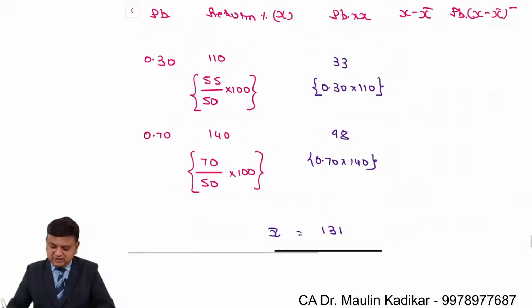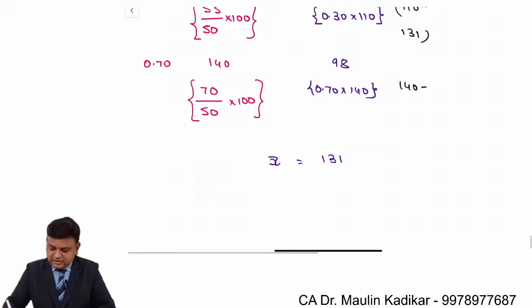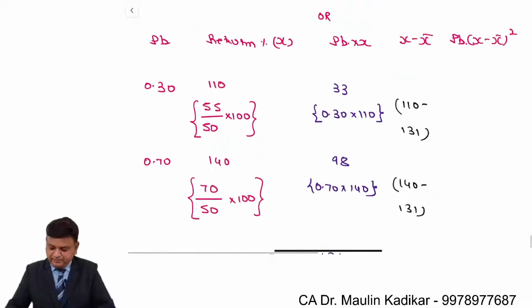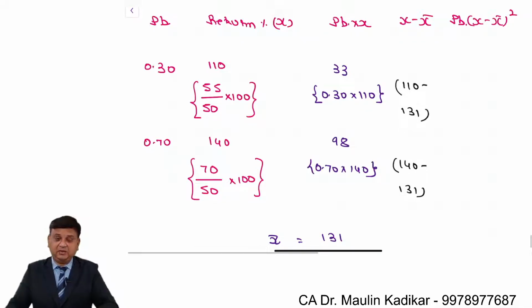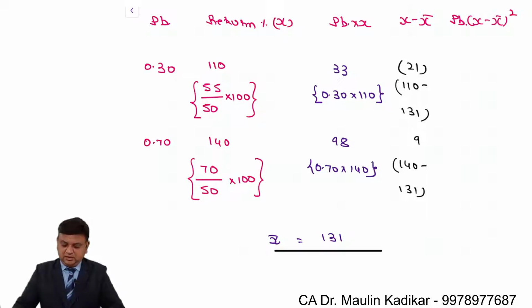Then it is x minus x bar. So what will happen? It is 110 minus 131. Then 140 minus 131. That is the way x minus x bar will be calculated. So it is negative 21 and then it is positive 9. Then x minus x bar whole square into probability. That is the way we are required to make the computation of the variance.